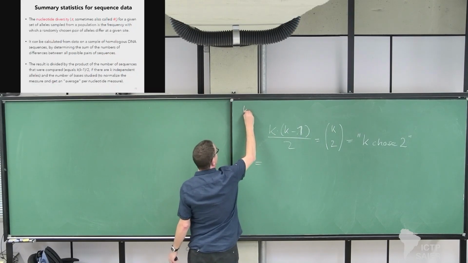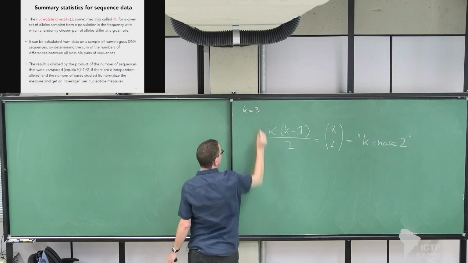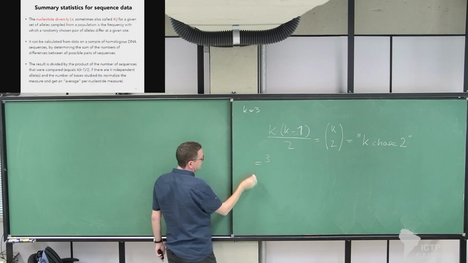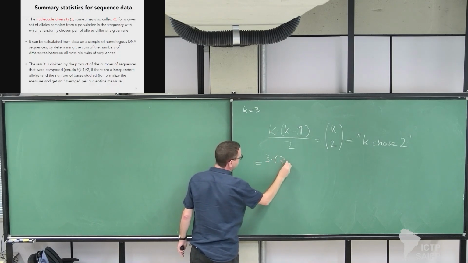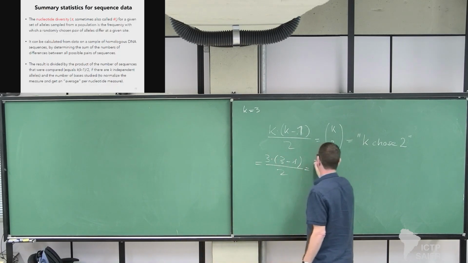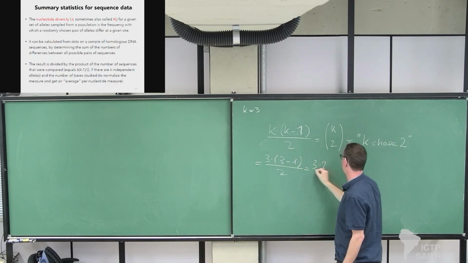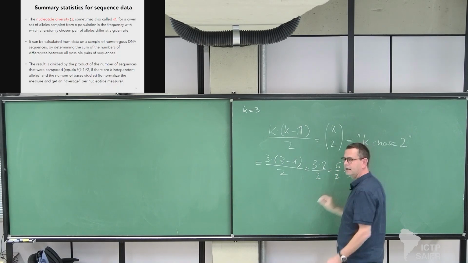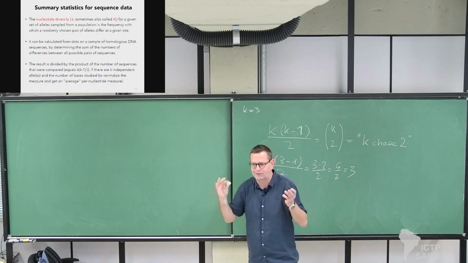So let's say K equals 3. So this is going to be K times (K minus 1) divided by 2, which is 3 times 2 divided by 2, which is 6 divided by 2, which is 3. The magic answer is 3, right?